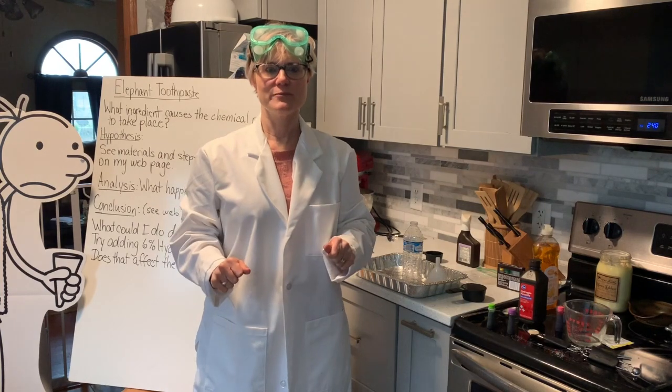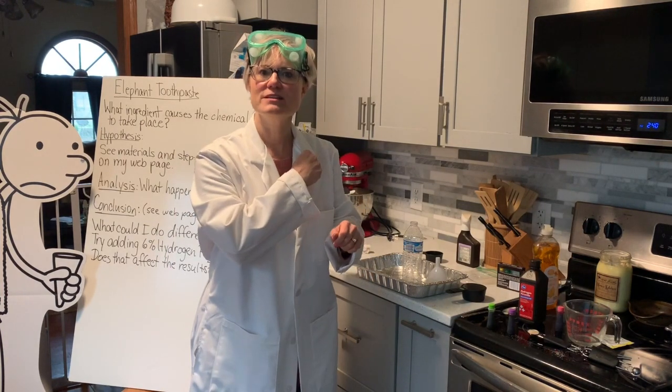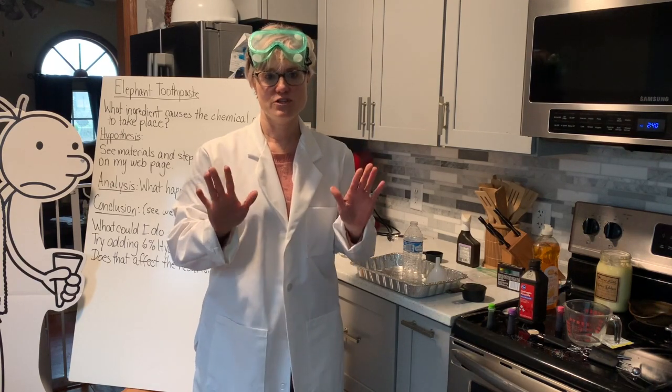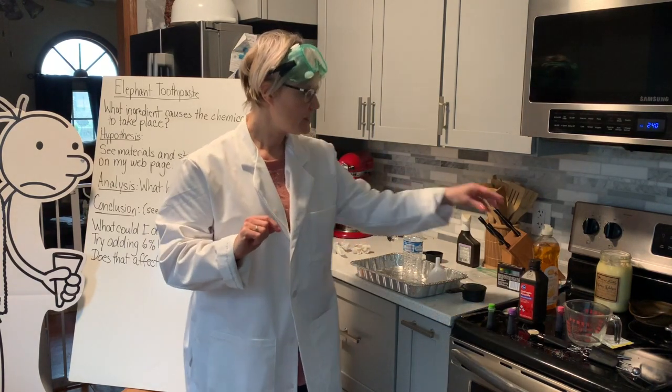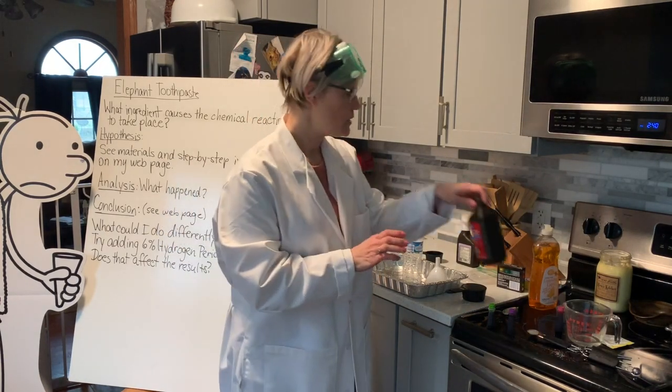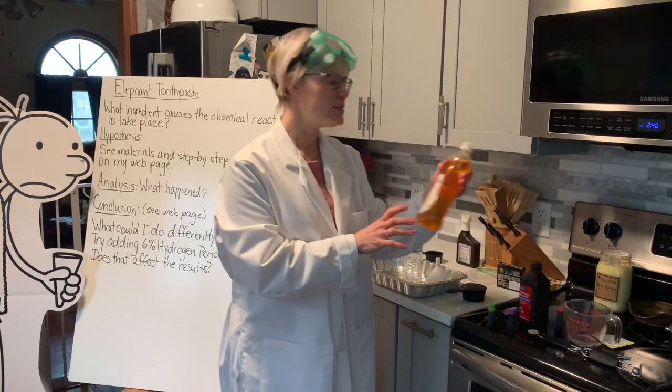Everybody, happy spring. We're gonna blast into spring today making elephant toothpaste. So before we begin, I'm gonna show you the ingredients. We need hydrogen peroxide, the hydrogen peroxide you can get from your bathroom. We need liquid dish detergent.